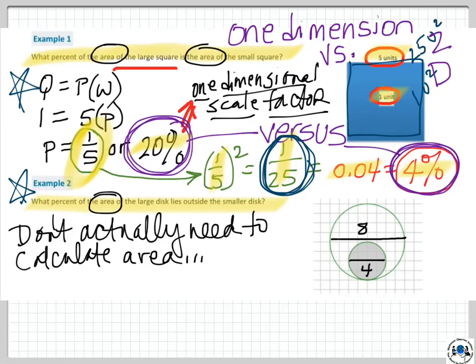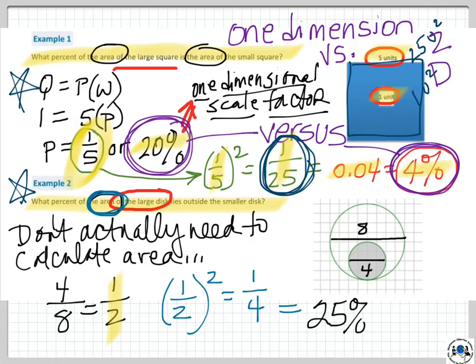So here we go. All we need to do is calculate our measurement. I said to use the radius, but truth is, we could also use diameter. It's a very similar measurement. So I'm using diameter, 8 to 4. We are trying to find out what percentage of the area of the large disk lies outside the smaller disk. So we have 4 over 8, and 4 over 8 is 1 over 2, because we're trying to find out how that small disk is related to that large disk, and that's 1 over 2.